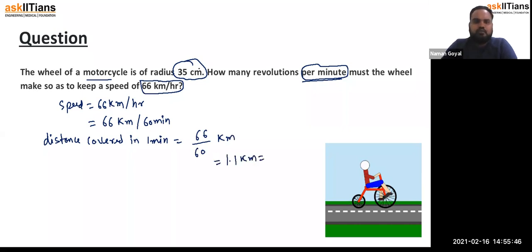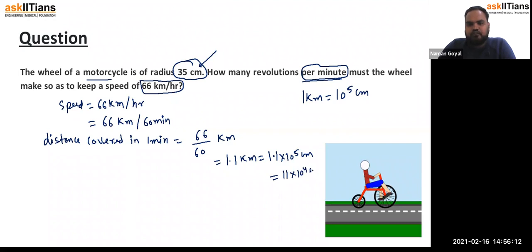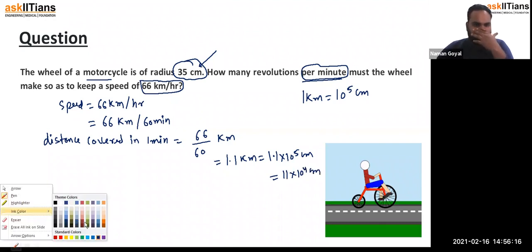Now, the radius is given in what? Centimeter. So what we are going to do is convert that kilometer into centimeter. For 1 kilometer to centimeter, how many centimeters are there? 10 raised to power 5 centimeter. So it will be 1.1 into 10 raised to power 5 centimeter, or 11 into 10 raised to power 4 centimeter. Okay, are you getting my point?